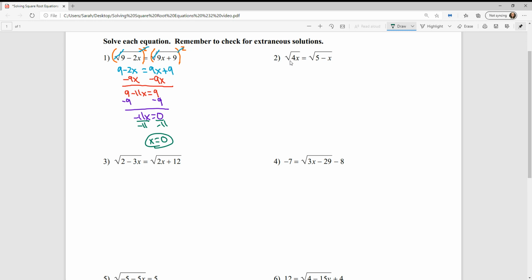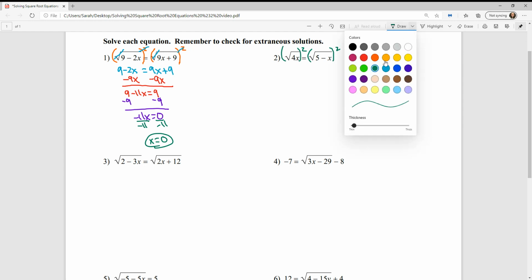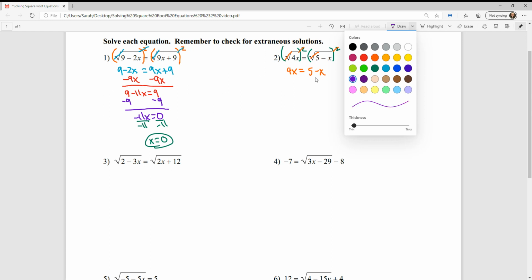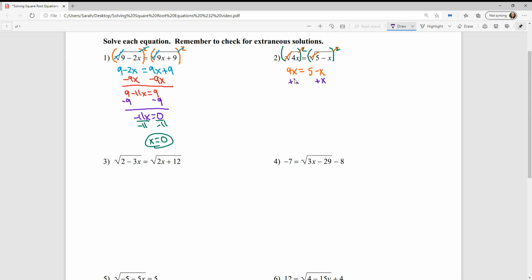Let's try another one. Everything on the left-hand side is in a square root, everything on the right-hand side is in a square root. So to undo both those square roots, I'm going to square both sides. Root and squared cancel. Root and squared cancel. And then from here, I need to get the x's on the same side. I'm going to add x to both sides. 4x plus x is 5x. And then last but not least, to get rid of the number in front of x, I divide. x equals positive 1.